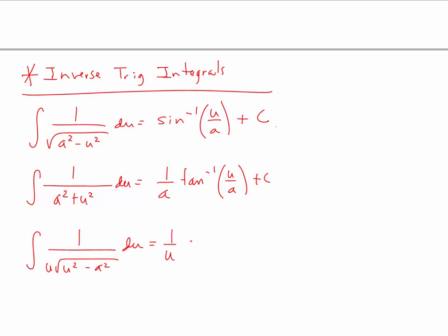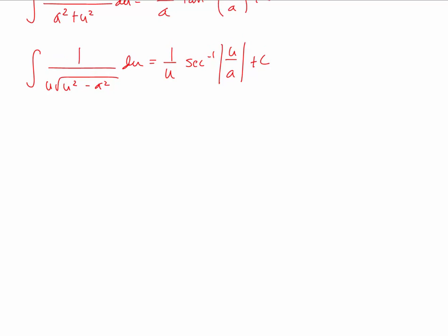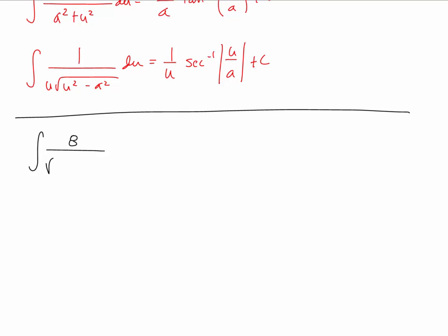So this is 1 over u inverse secant, but this is absolute value of u over a. And again, very important that you have parentheses around the arguments of your trig functions. So you'll need to know those three forms, and we're going to use those three forms in a couple of examples. Let's look at the integral of 8 over the square root of 16 minus x squared dx.